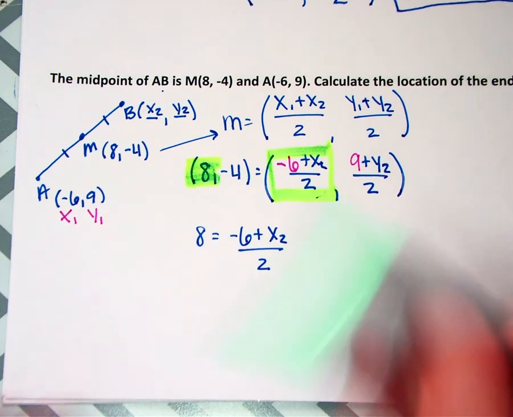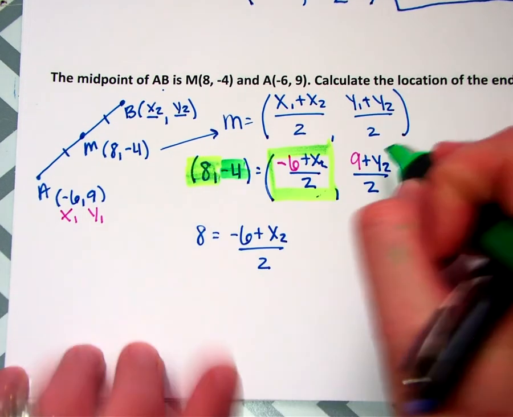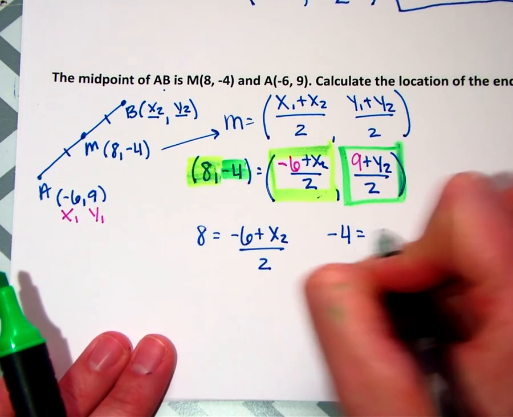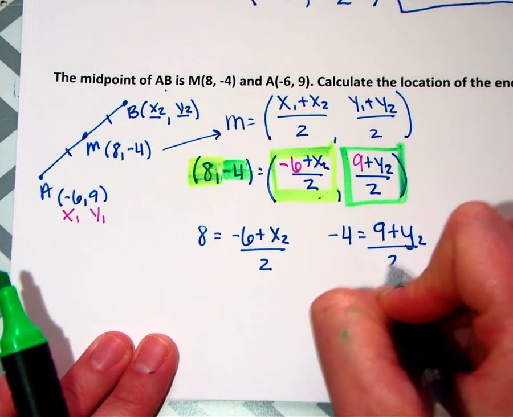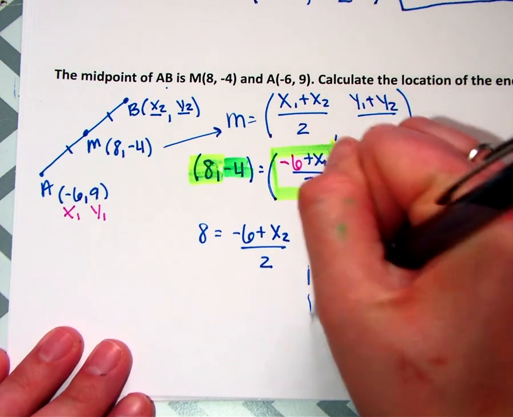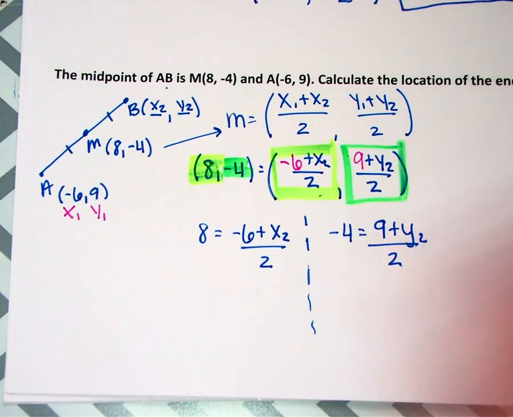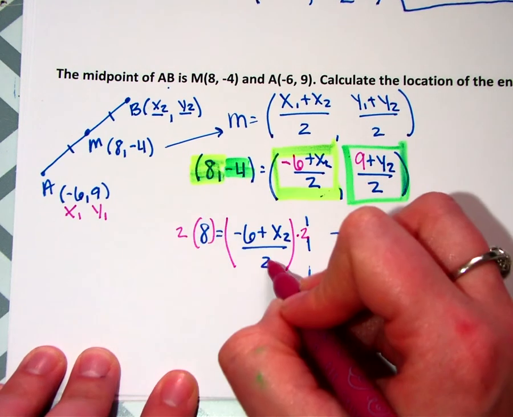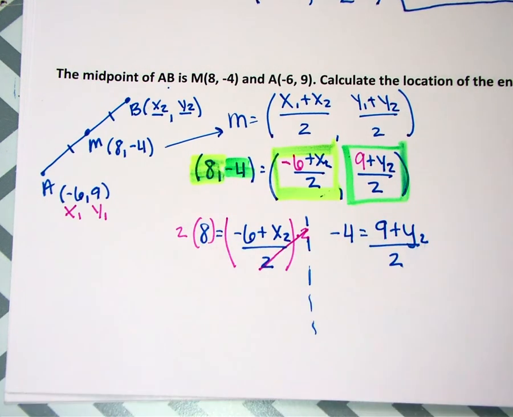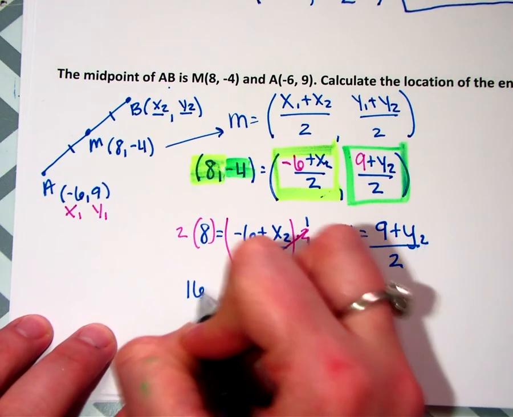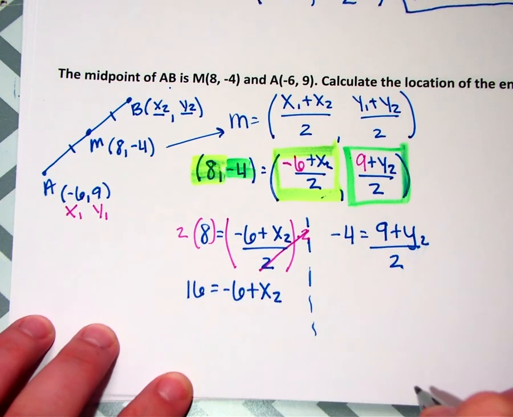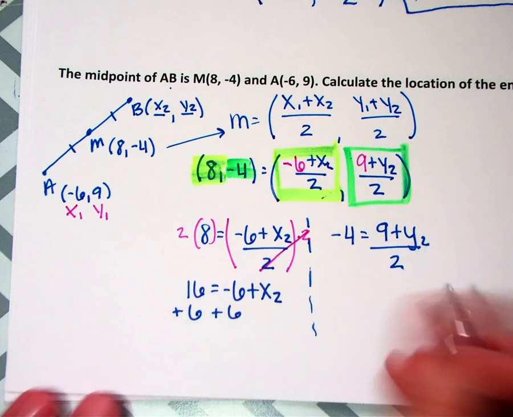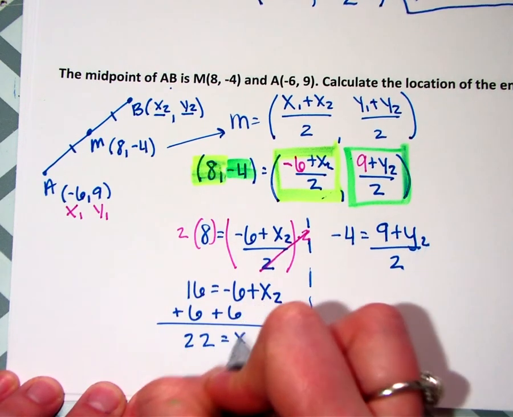You're going to do the exact same thing with -4. -4 is in the y location, and this is the y equation. So you're going to set them equal. -4 equals 9 plus y sub 2 over 2. From here, the math is identical on both sides of your equation. You're always going to clear the fraction, meaning multiply by the denominator. So I'm moving the 2. 8 times 2 is 16 equals -6 plus x sub 2. Then I'm just going to add 6 to both sides to get 22. So 22 equals x sub 2.